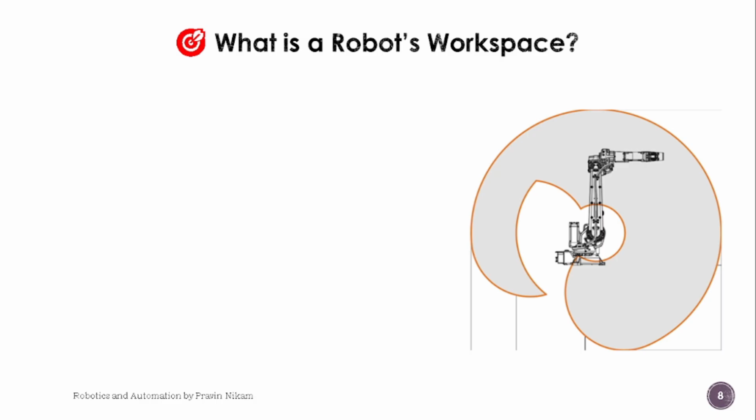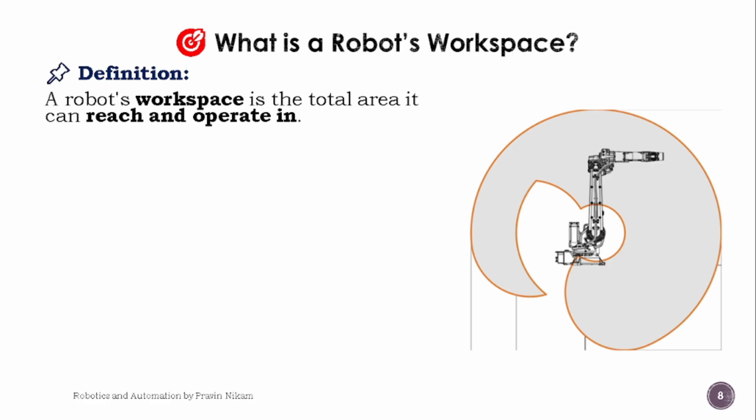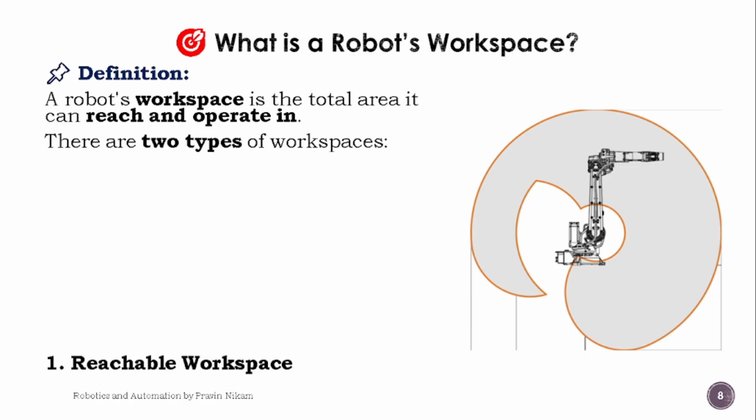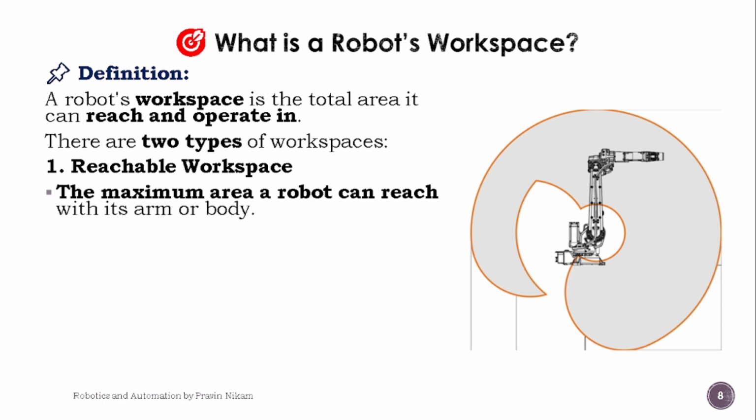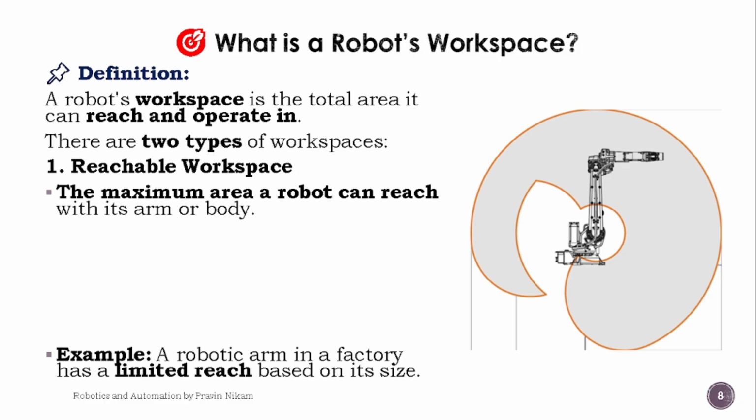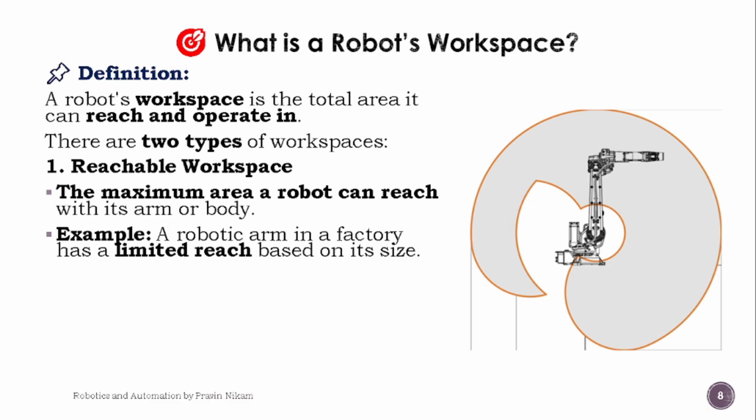Now, what is a robot's workspace? Definition: a robot's workspace is the total area it can reach and operate in. There are two types of workspaces. First is a reachable workspace. The maximum area a robot can reach with its arm or body is called the reachable workspace. For example, a robotic arm in a factory has a limited reach based on its size.